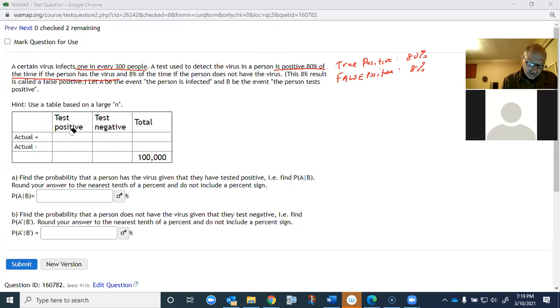Now, this is all conditional probability that we're going to be talking about here. Let's look at the question. This says, find the probability that the person has the virus given that they have tested positive. Now we know that if this is what they're given, we have to look down the positive test column using this table. So it would be nice to be able to fill this in.